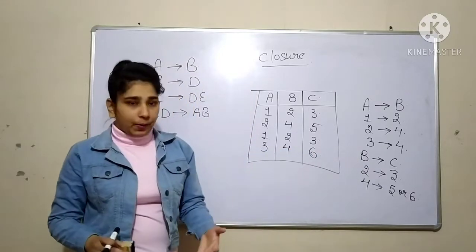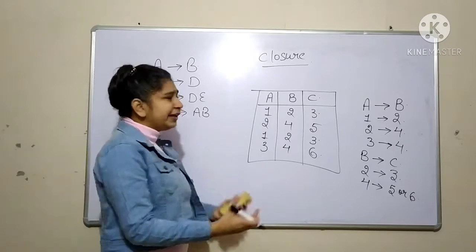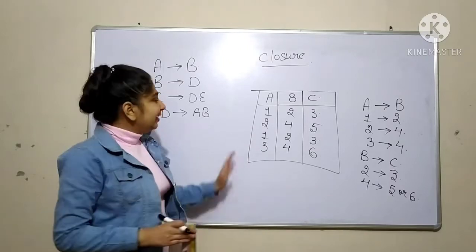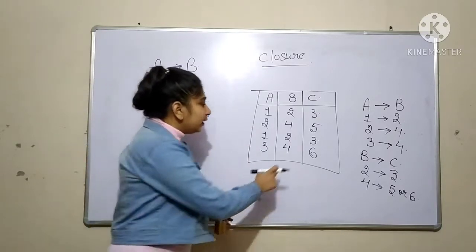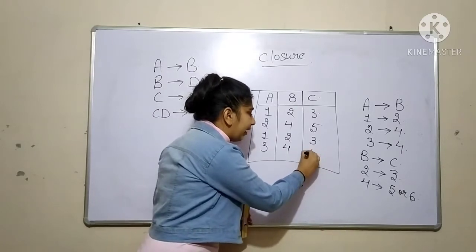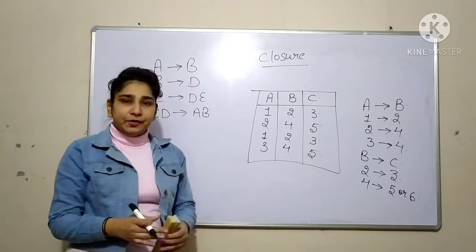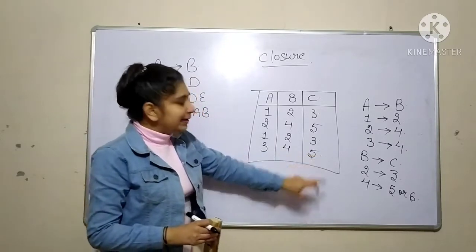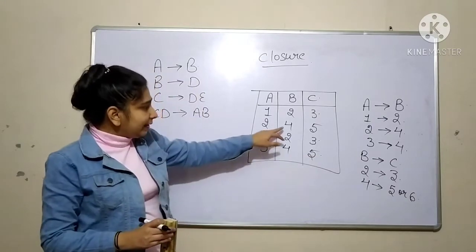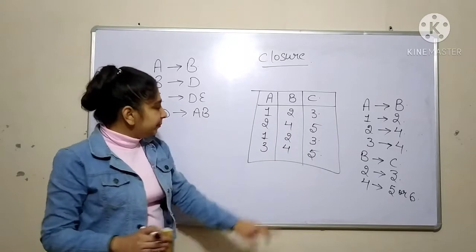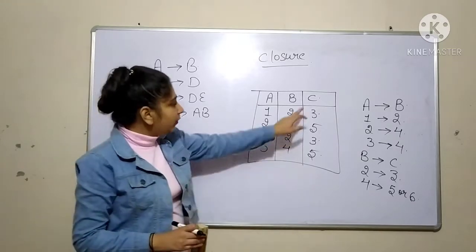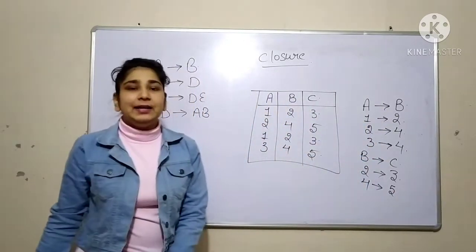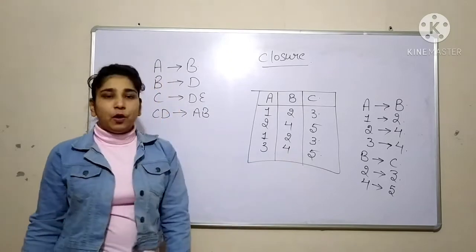Let me make some modifications to this relation. Let's suppose I update the value 6 to value 5. Now if you are given value of B as 4, what is the value of C you are getting? Only 5. You are now getting a definite answer for each and every value of B.